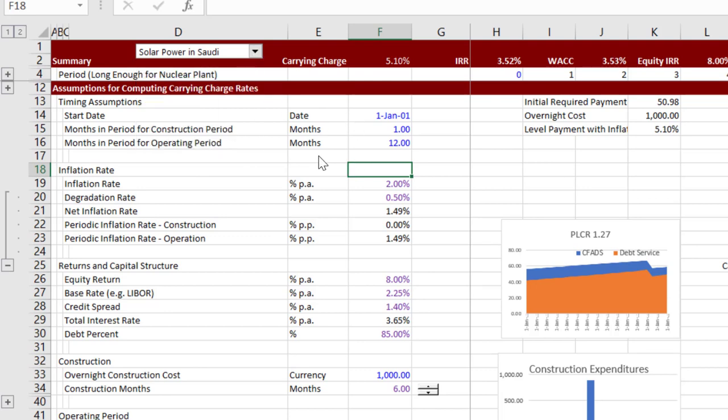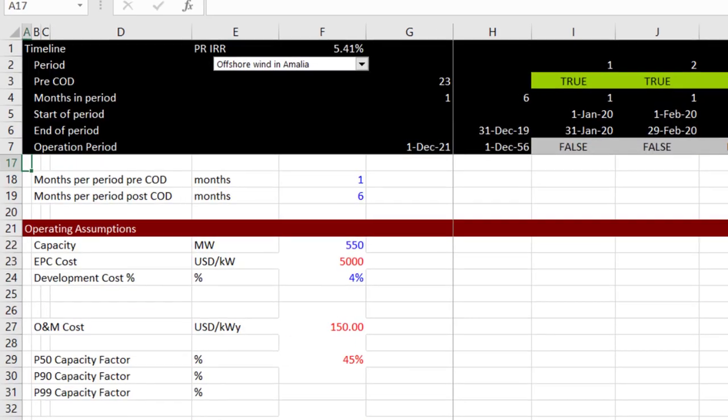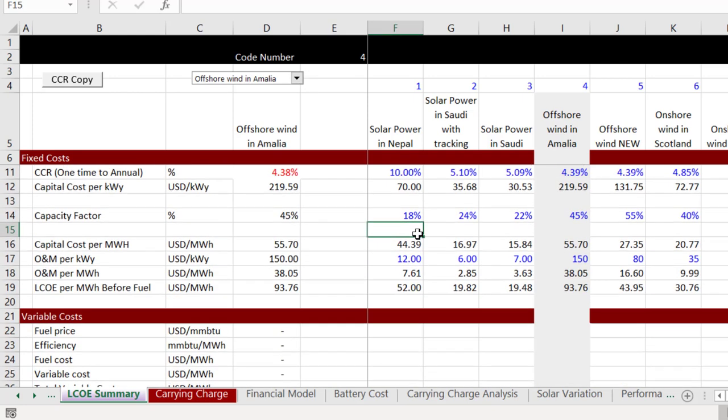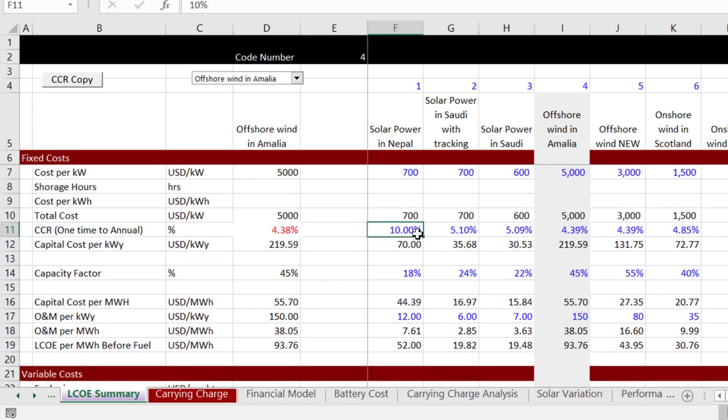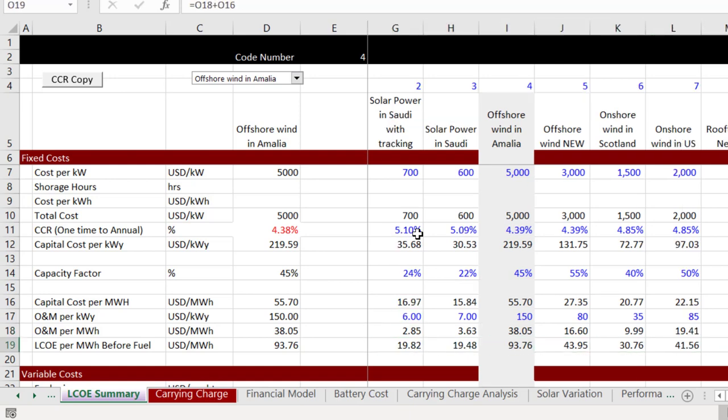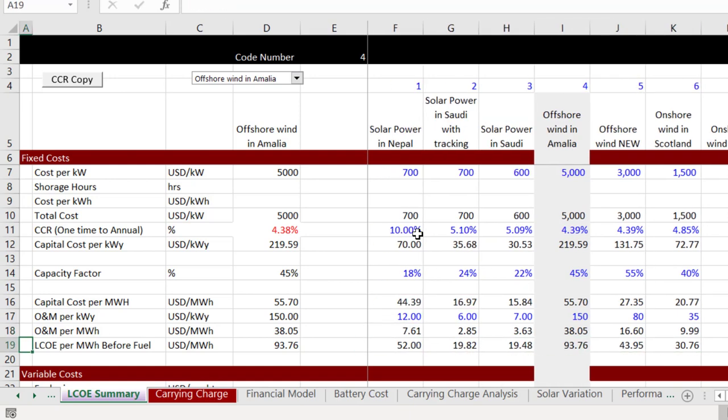Now let's go to the little Excel I want to show. So what I want to do then is to be able to have a little LCOE page here, and on this LCOE page, I would like to be able to show any one of these things, and I would like to have it remember that this offshore Amelia, whatever, was 4.38 instead of 4.39.